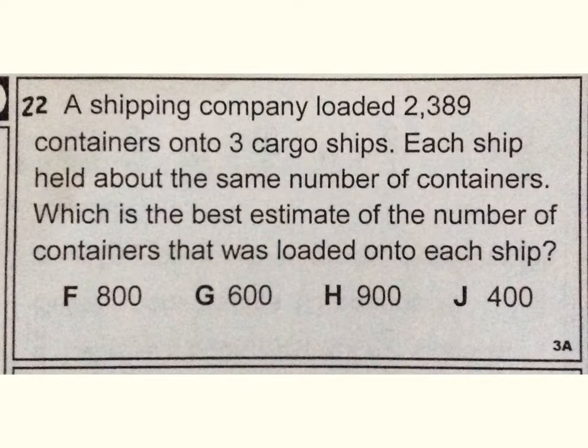Number 22. A shipping company loaded 2,389 containers onto 3 cargo ships. Each ship held about the same number of containers. Which is the best estimate of the number of containers that was loaded onto each ship?